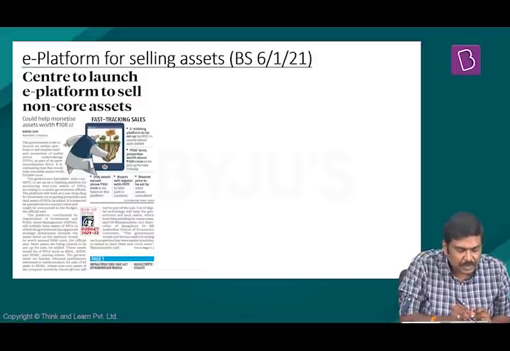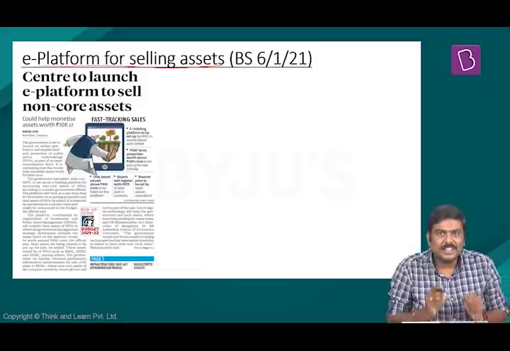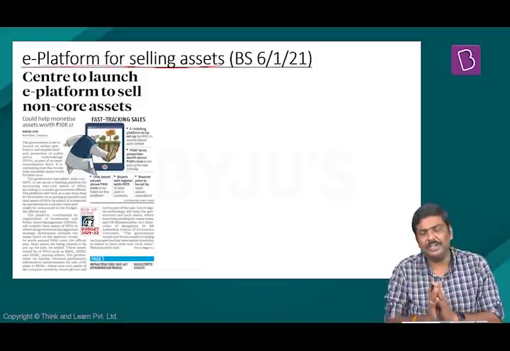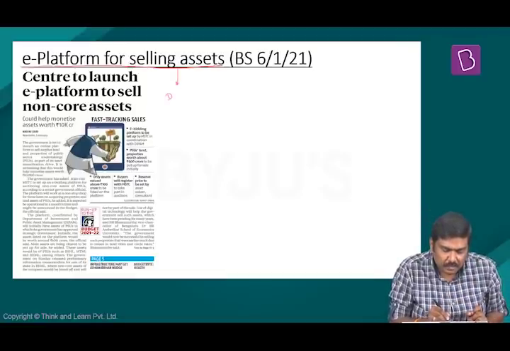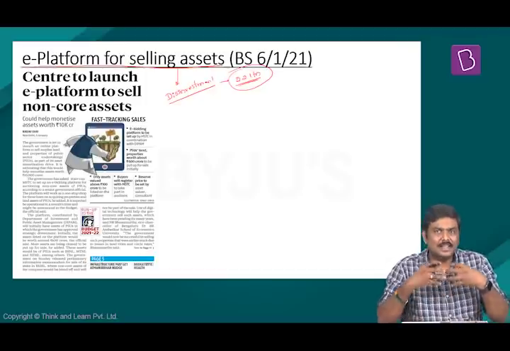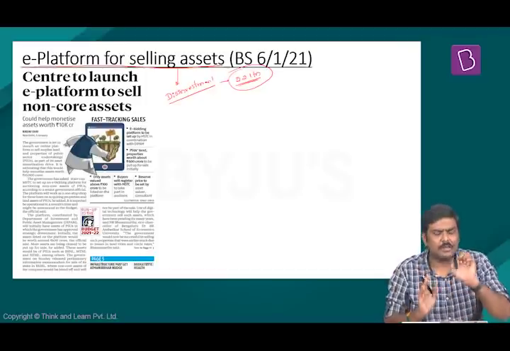Next article is with respect to e-platform for selling the assets which are owned by Government of India. Now please understand, Government of India on one side has set up huge amount of disinvestment target. To be more precise, for the current fiscal, Government of India has set up a target of 2.1 trillion rupees. That is the revenue that they want to generate by selling the assets which are owned by Government of India in the market.